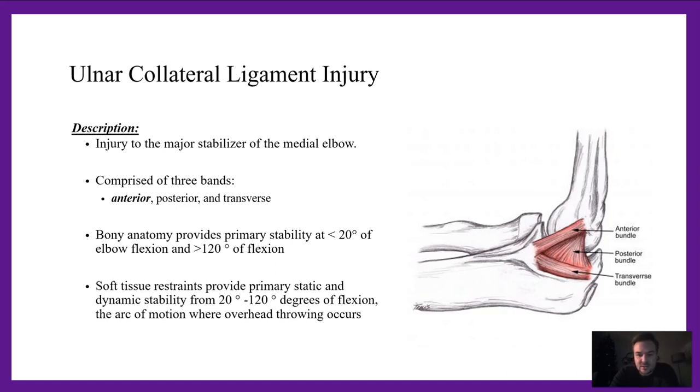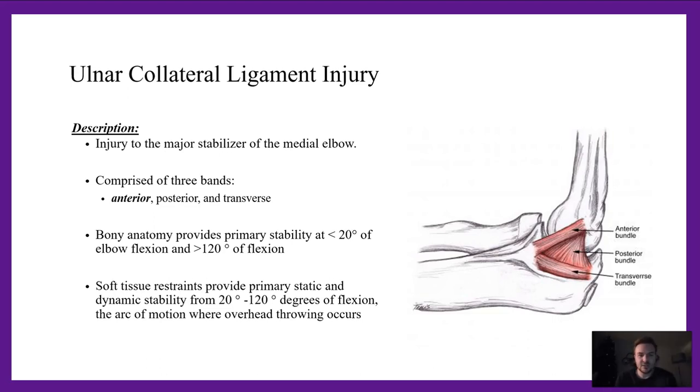And you can see the anterior bundle runs from the medial epicondyle to what we call the sublime tubercle of the ulna, which is right here. This is the primary bundle of the UCL that's injured with throwing or pitching, which leads to what we know as Tommy John surgery. A lot of you guys have heard that term, and we'll go into what that actually means today and in the postoperative lecture as well.